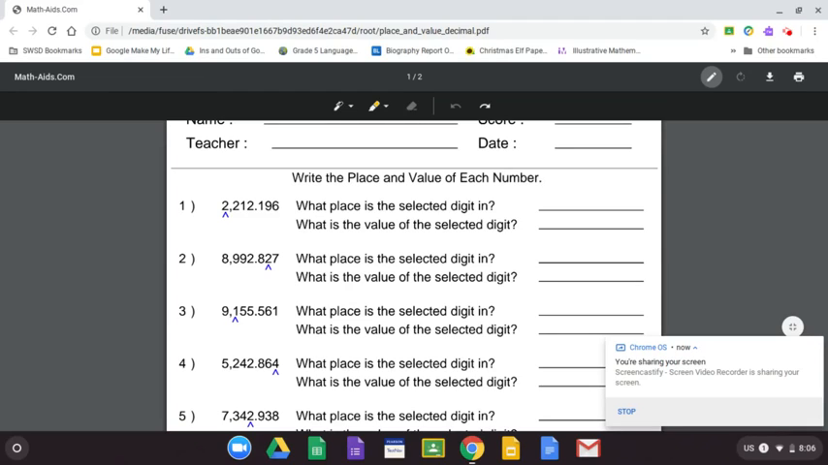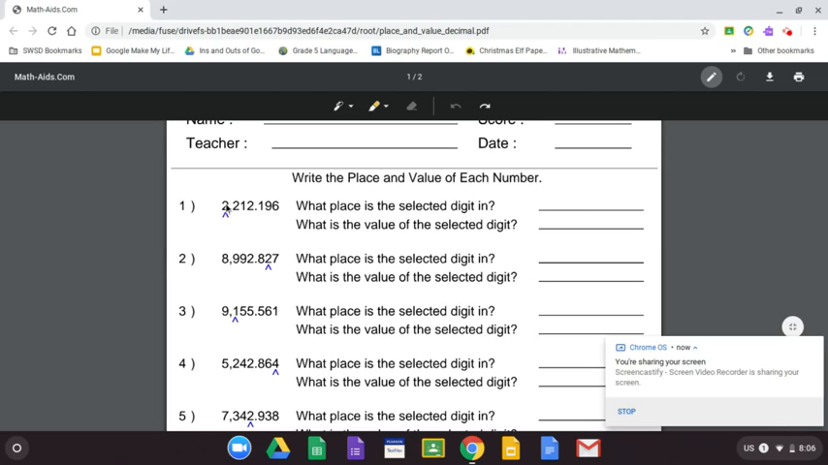Okay, here's the first worksheet. The two different questions are asking what place is a select digit in, which means what spot in the place value chart would that number be located in. And then the next question is what is the value of the selected digit? So that is how much that digit is worth in that spot.